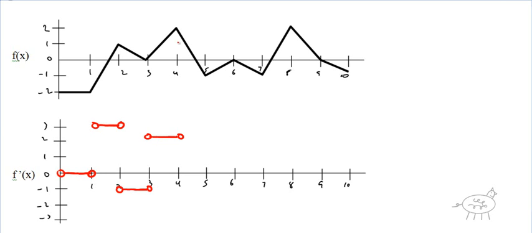From 4 to 5, it's down 3 over 1, so it's -3. From 5 to 6, it's up 1 over 1, so it's 1. From 6 to 7, it's -1. From 7 to 8, it's up 3 over 1, so it's back up to 3. From 8 to 9, it's -2. From 9 to 10, it's -1.